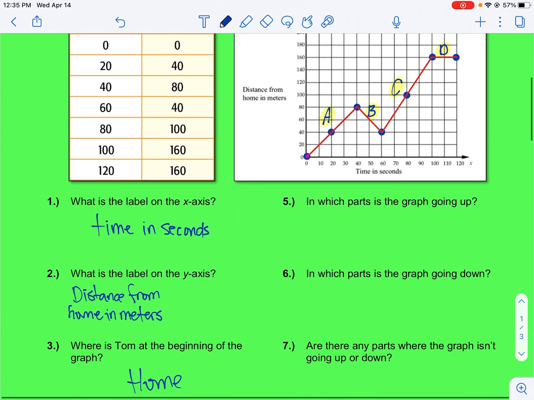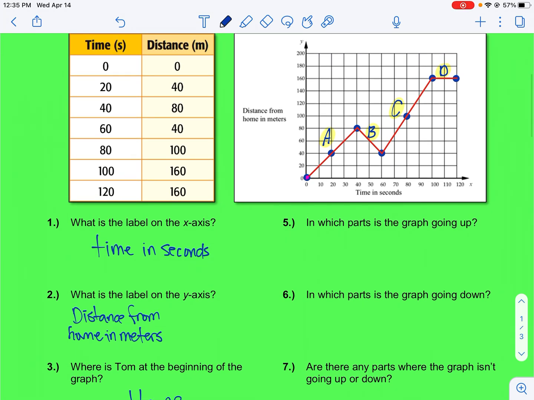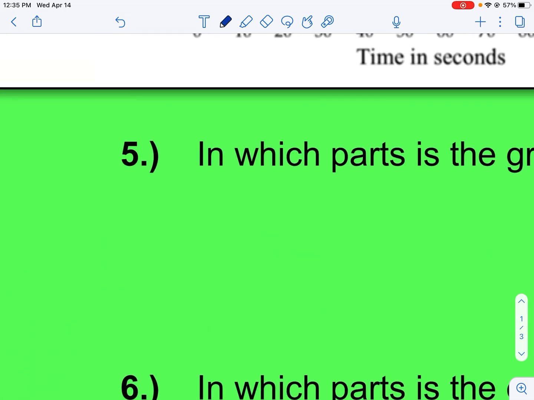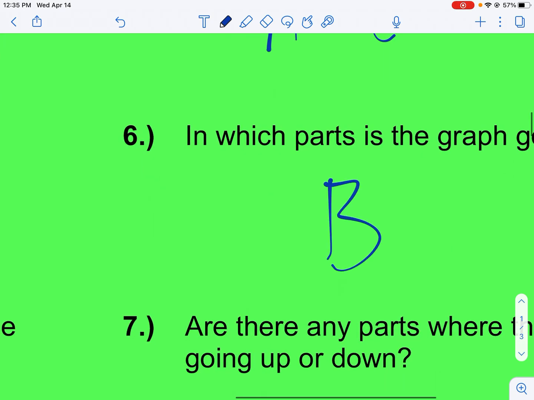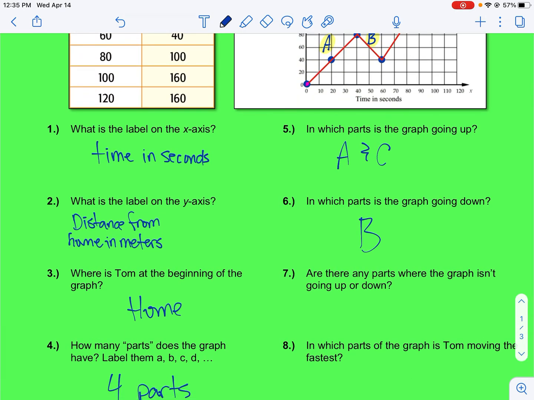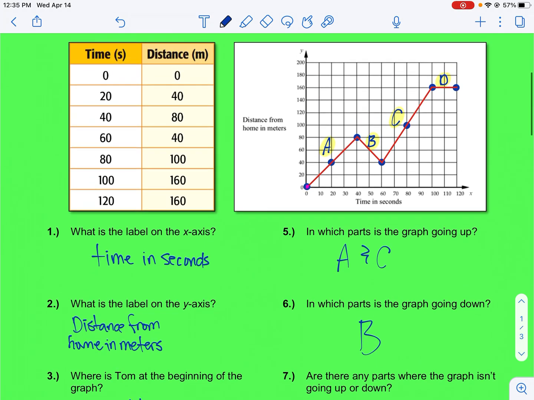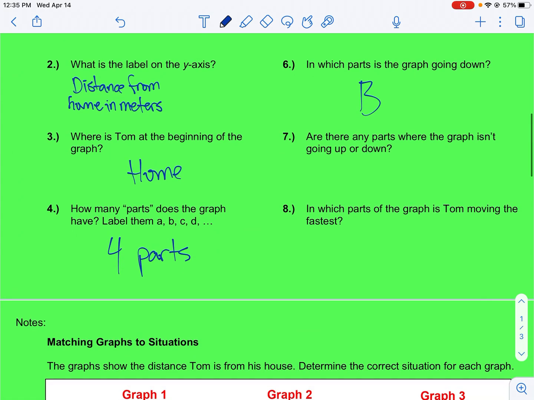Question 5, in which parts is the graph going up? Would be A and C. Question 6, in which parts is the graph going down? That is B. Question 7, are there any parts where the graph isn't going up or down? Yes, D is going straight across.